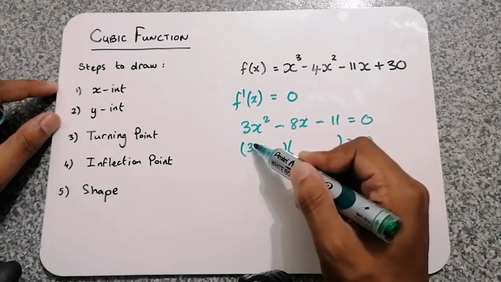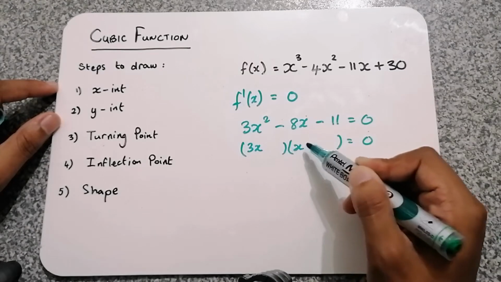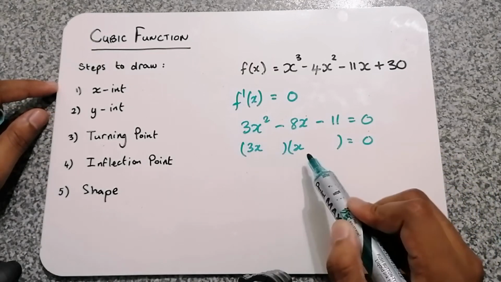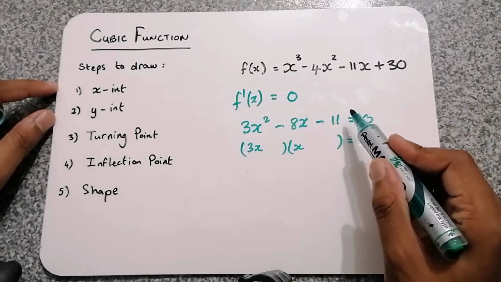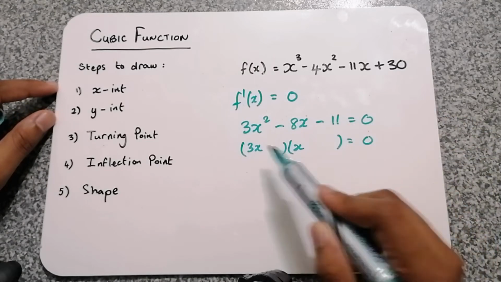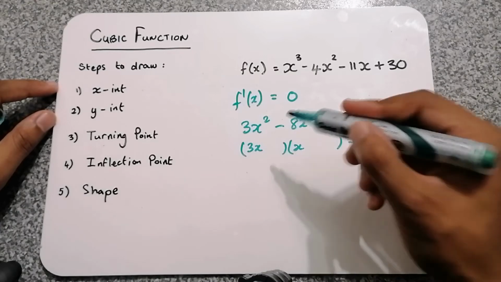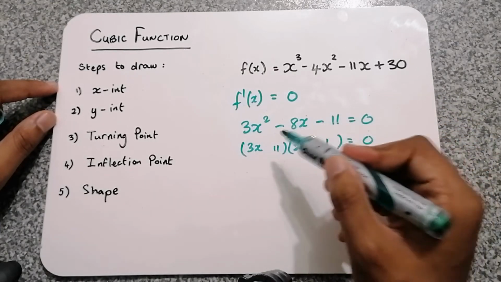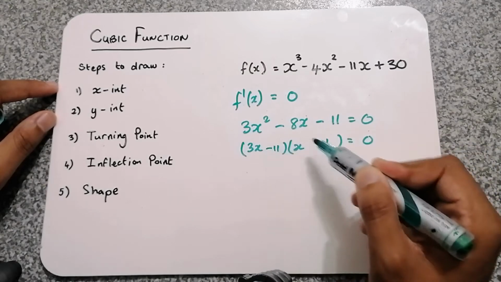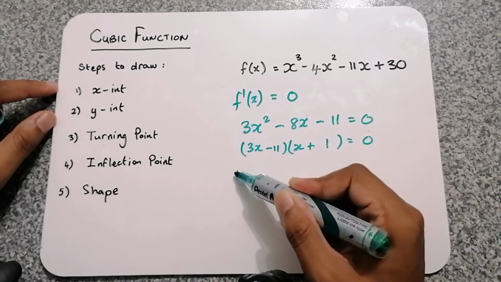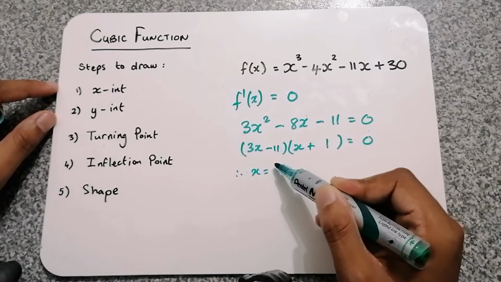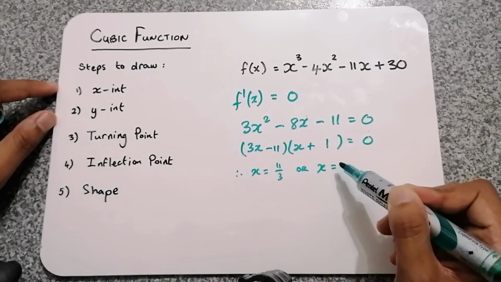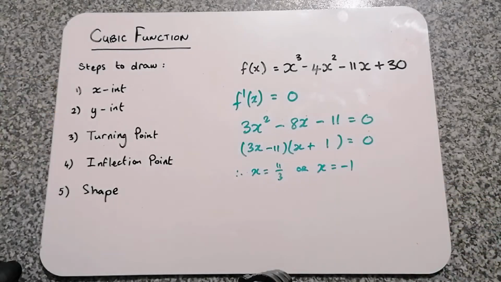Okay, we'll sub in. We'll get the factors of 3x squared, which is 3x and x, and then we'll get the factors of 11 combined with this to give us that -8. So the 11 has to go over here and the 1 over there. This bracket gets a negative, this one gets a positive. Therefore, x is equal to 11 over 3, or x is equal to -1.